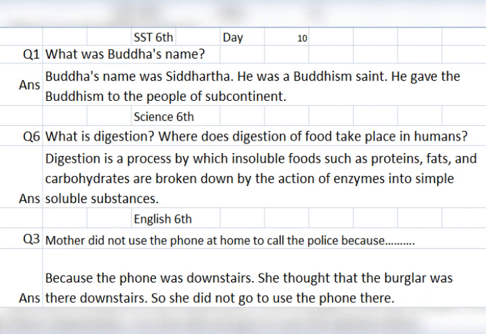Science class 6. Describe the structure of the human heart. A human heart consists of 4 chambers. The upper 2 chambers are called atria and the lower 2 chambers are called ventricles.